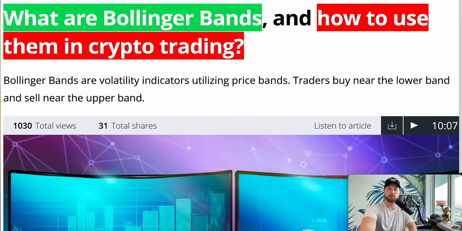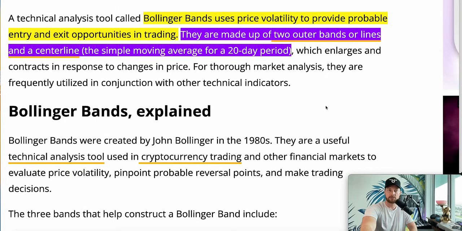So let's talk about how to use Bollinger Bands in trading. Bollinger Bands are a technical analysis tool using price volatility to provide probable entry and exit opportunities in trading. They are made up of two outer bands or lines and a center line. The center line is the simple moving average for a 20-day period, which enlarges and contracts in response to changes in price action. For thorough market analysis, it's frequently utilized in conjunction with other technical indicators that I'm going to be talking about, like moving averages, relative strength index, and other tools as well.